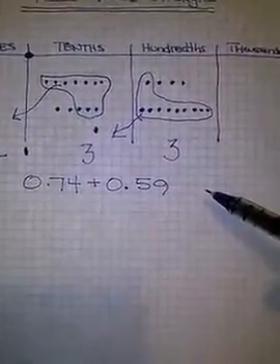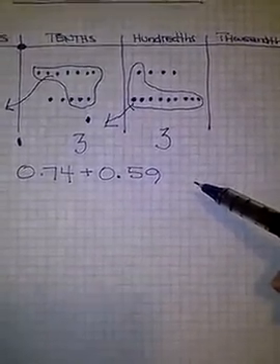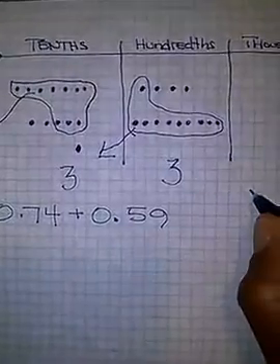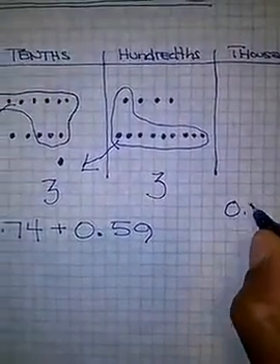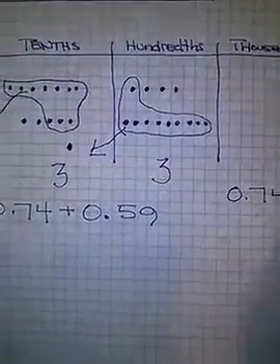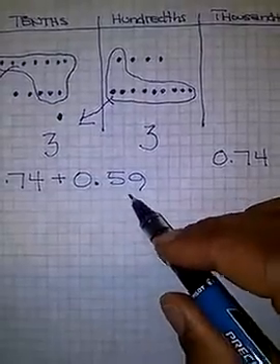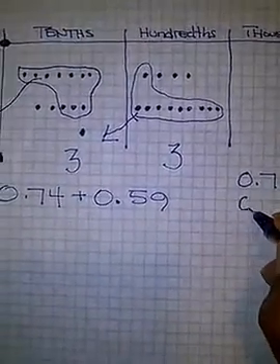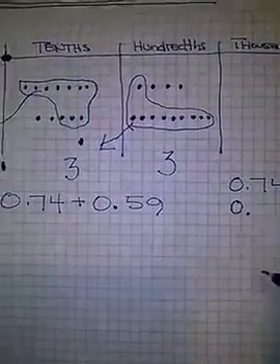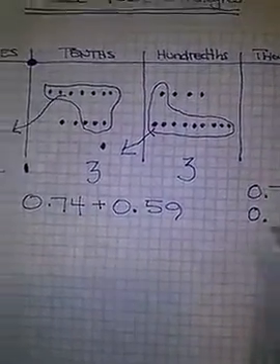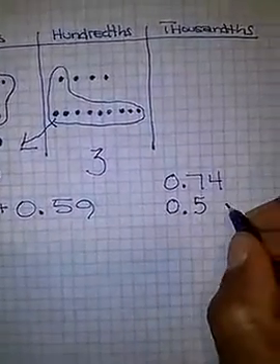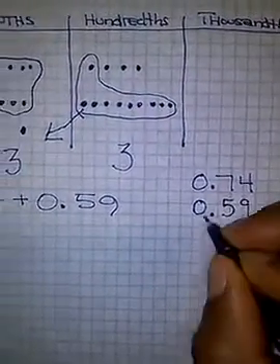Now we can check this problem vertically by lining up the add-ins. So we'll do that right here on the side, 74 hundredths. Now in this case, when we place the 59 hundredths, we must make sure that the place values are together. So the 5 is in the tenths, I will line that up right under the 7, and the 9 is in the hundredths.